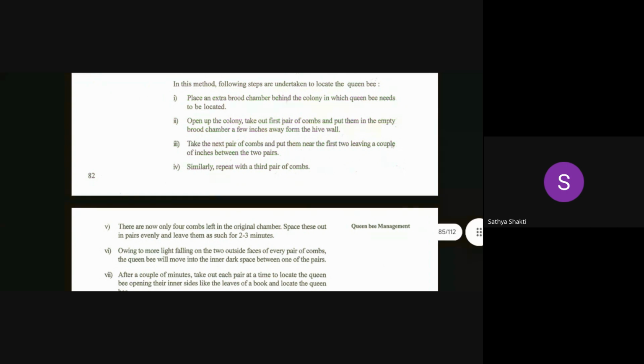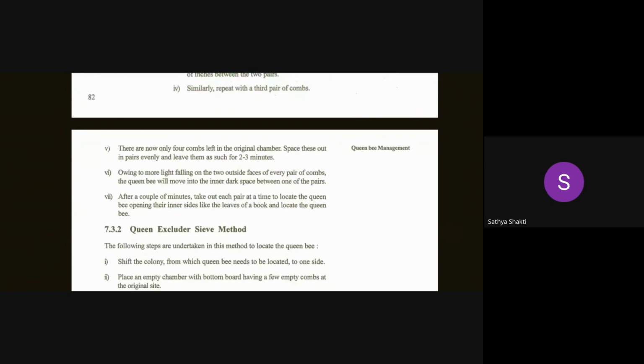Open up the colony, take out the first pair of combs and put them in the empty brood chamber a few inches away from the hive wall. Then take the next pair of combs, then put them near the first two, leaving a couple of inches between the two pairs. Similarly, repeat for the third. There are now only 4 combs left in the original chamber. Space these out in pairs evenly and leave them as such for 2 to 3 minutes. We have to leave only 4 combs.